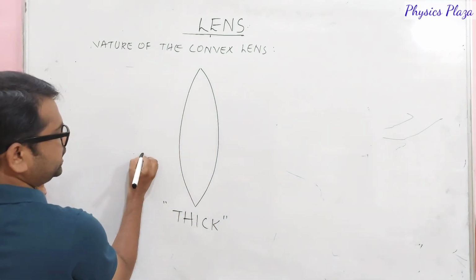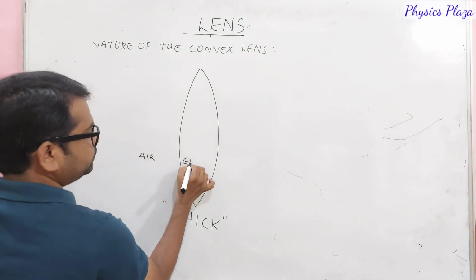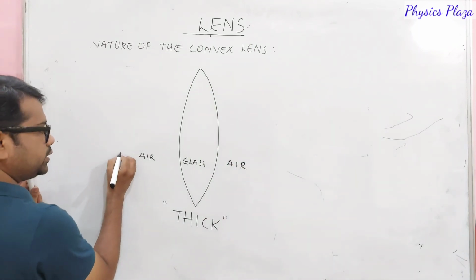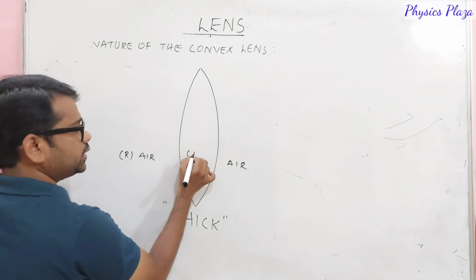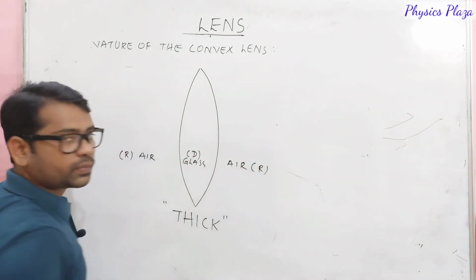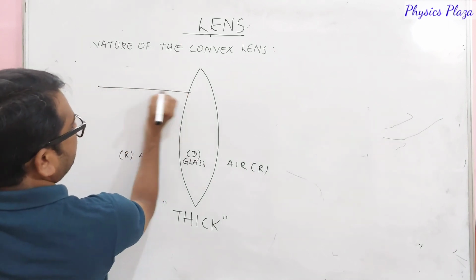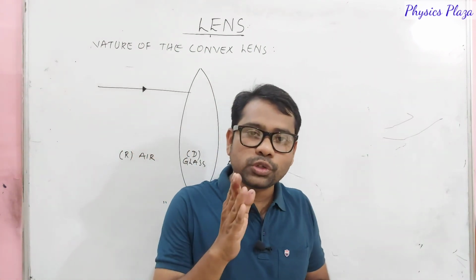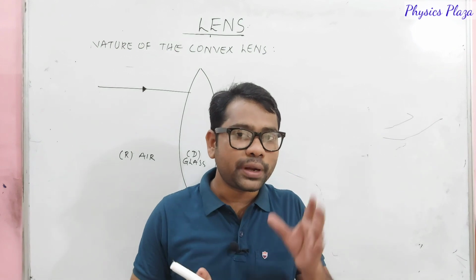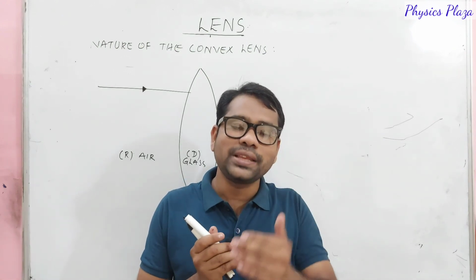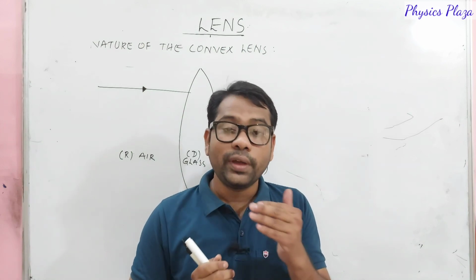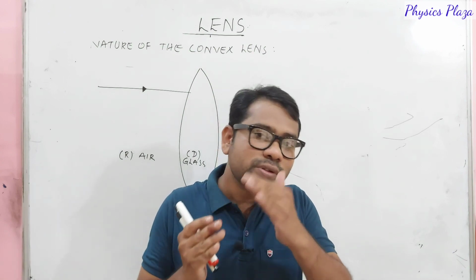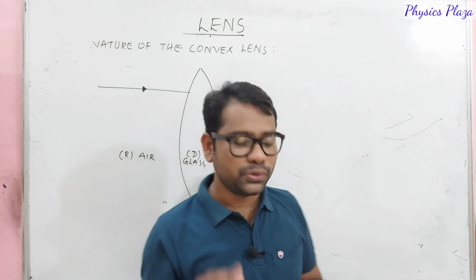Look at it, don't forget that here is air, here is glass, and again it is air. So air acts like a rarer medium, here is a denser medium, and again a rarer medium. Here light is incident like this. Once again let us recall what happens when light moves from rarer to denser medium. It slows down, its speed decreases, due to which it bends towards the normal. Whereas when light moves from glass to air, it speeds up, due to which light moves away from the normal. The same concept we are going to use here also.